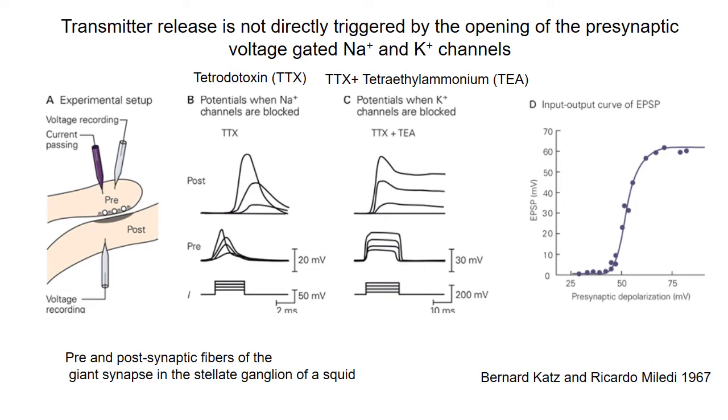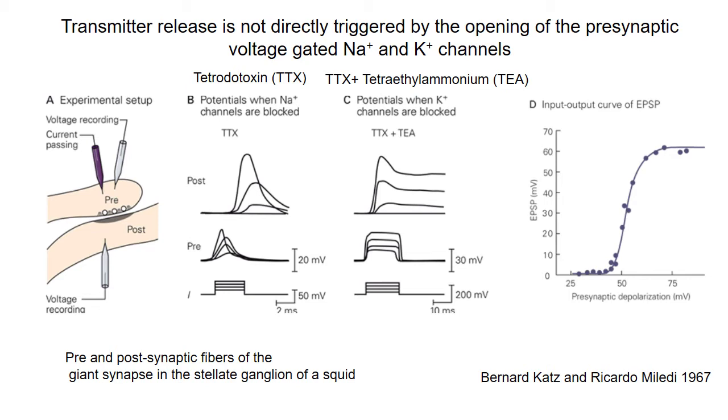In the first experiment that you have here, they were passing current through the electrode, so they were depolarizing the presynaptic terminal, recording this depolarization, and then recording the postsynaptic response. In this case, the amount of neurotransmitter that's released is measured by the size of this postsynaptic depolarization. So when you measure the postsynaptic membrane potential change, that's our measure of the neurotransmitter release.